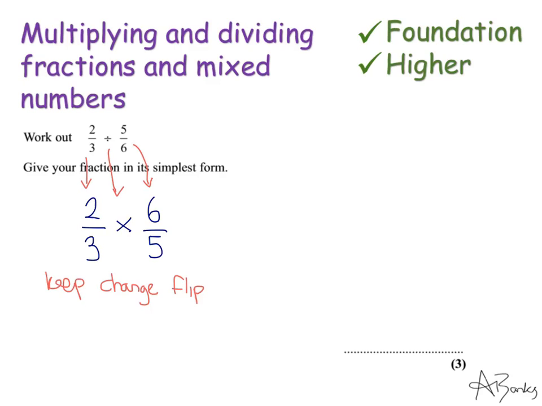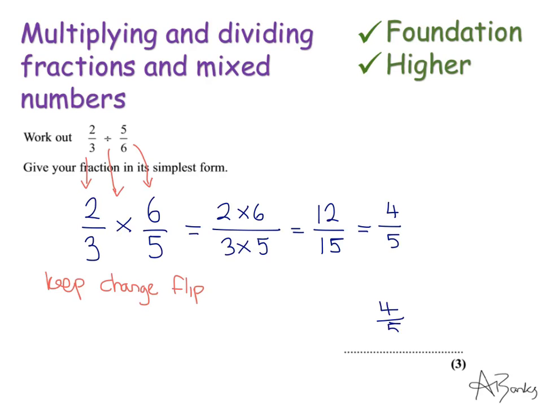I've got 2/3 times 6/5, which isn't hard at all. We just do 2 times 6 and 3 times 5. So I get 12/15. This time the question says give your fraction in its simplest form. So I've got to simplify my fraction here. And 3 goes into both of 12 and 15. So I'm going to divide 12 by 3 to get 4, and divide 15 by 3 to get 5. So my final answer is 4/5.